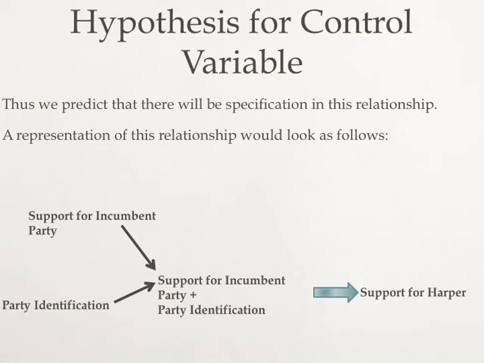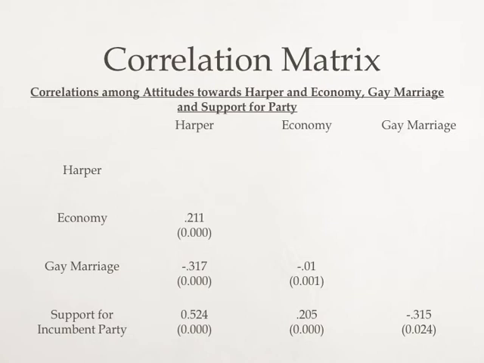The hypothesis for the control variable is that we have predicted there will be specification in this relationship, and our presentation of this relationship would look as follows. A correlation matrix was constructed that indicated that the first cell, economy and Harper, had a Pearson coefficient of 0.211, indicating that those who believe the economic condition is improving are more likely to support Harper. The R-squared explained 4.4% of the variance.